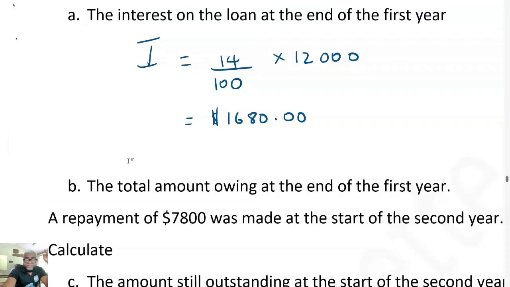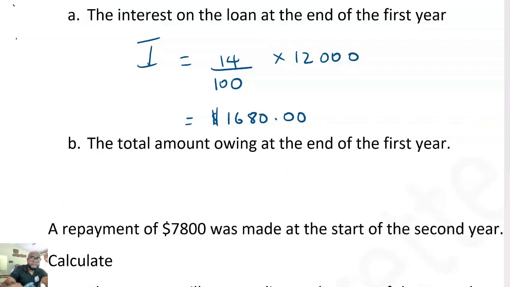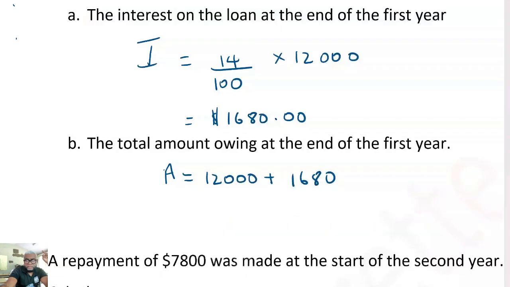So they want the total amount owing at the end of the first year. The total amount owing on the first year will be 13,680. So the total amount would be 12,000 plus 1,680, which will give us 13,680.